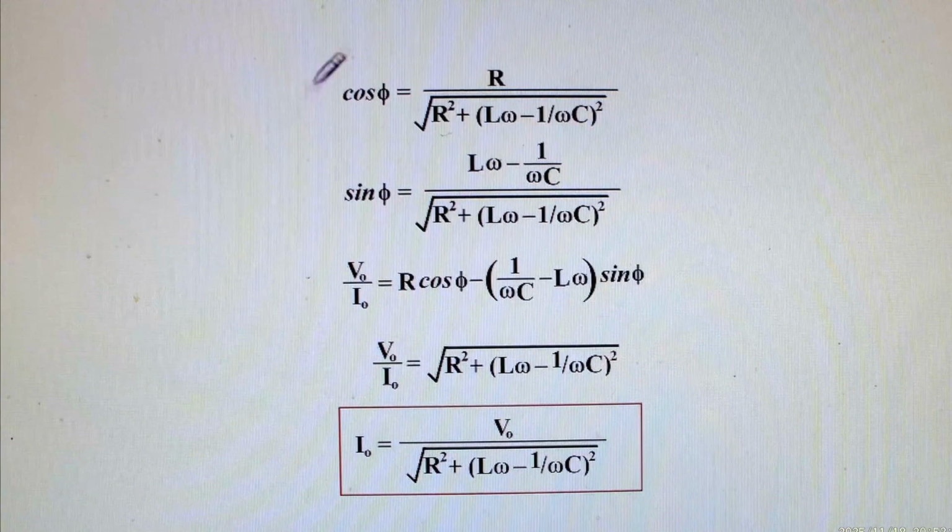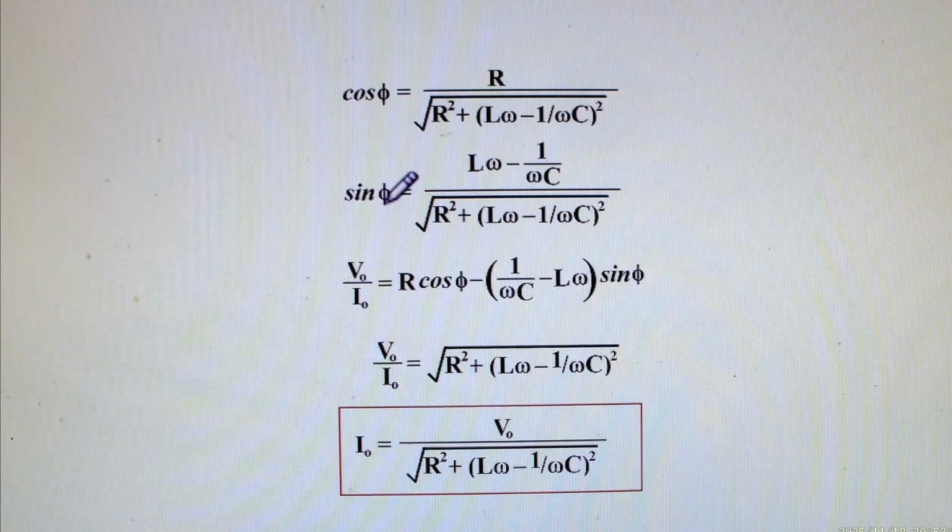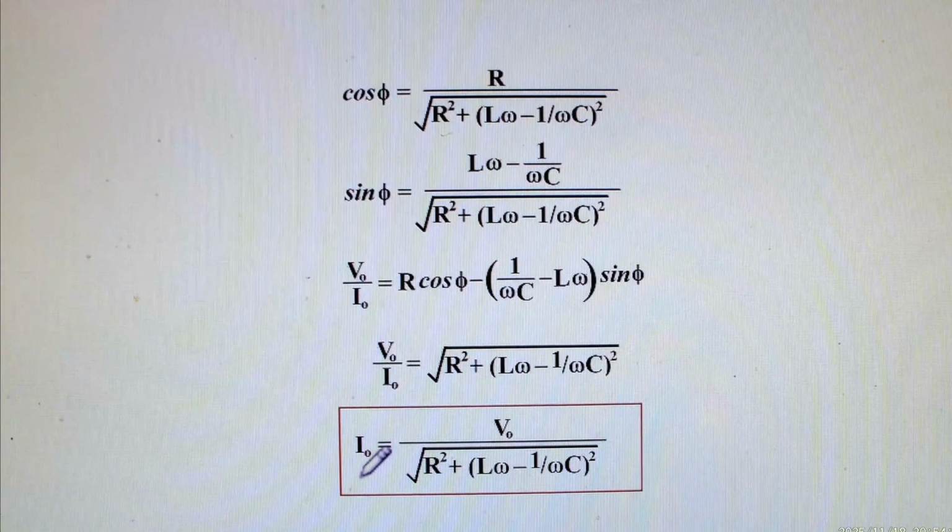From the triangle, we get cosine phi, we get sine phi, and we substitute back into this equation. And we obtain this equation, and we solve for I0 to be this.